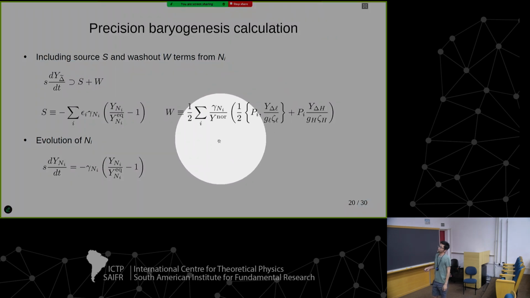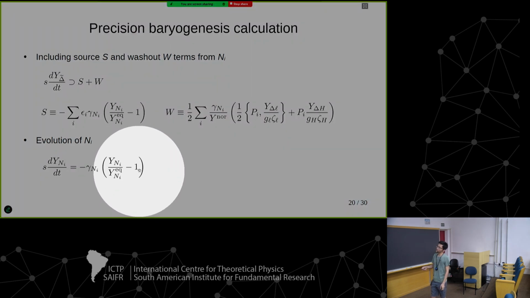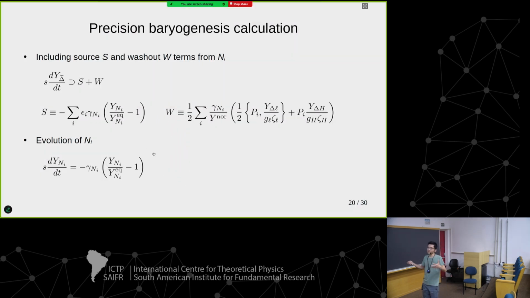And then you also have to evolve the number density of N itself. This is basically produced from the inverse decay. Eventually you can start from 0 and it will still be produced from the second term. So this is basically the thermal bath in equilibrium producing N. And then N itself can decay, so the decay rate is proportional to N.